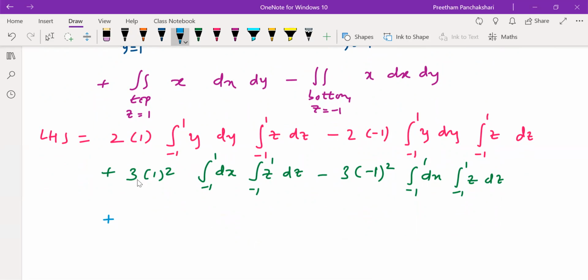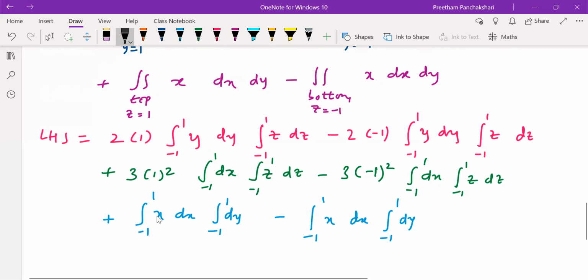The last pair, that is integration with x and y, no constants. So x dx, then y, minus x dx, integral of minus 1 to 1 dy. So there are no constants, no z on the last pair. We can easily observe that the last pair gives us 0.